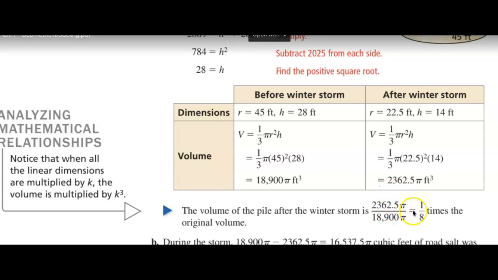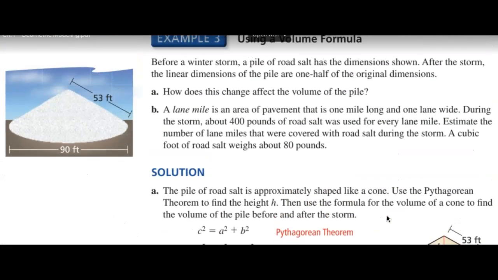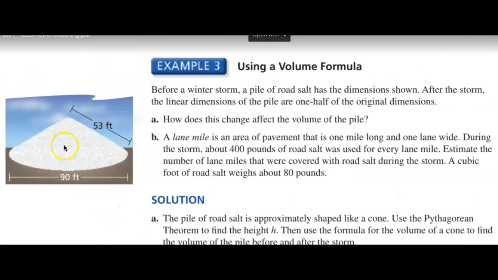You could also divide this out and convert it from a decimal back to a fraction, or simply leave it as a decimal. But it ends up being 1/8 the original volume, meaning, if we go back to our original problem, that if you take half of the linear dimensions of this particular cone, the volume decreases by 7/8. We're only left with 1/8 of the volume that we started with. Right? So that's pretty amazing that we take half of the linear dimensions, but we're taking 7/8 of the actual volume of the cone. Okay, so that's part A.